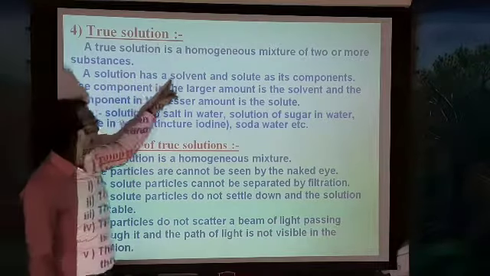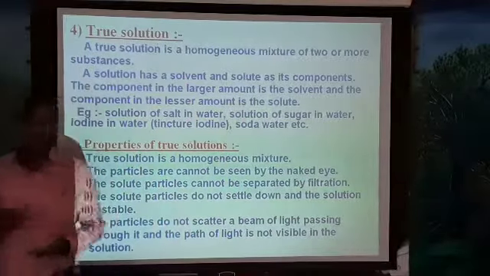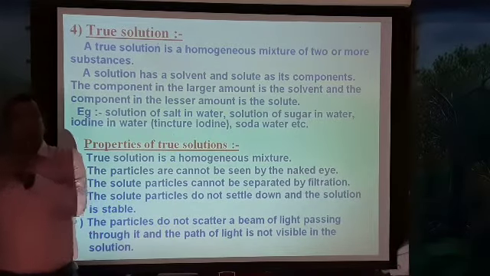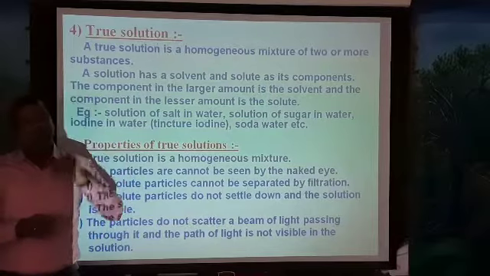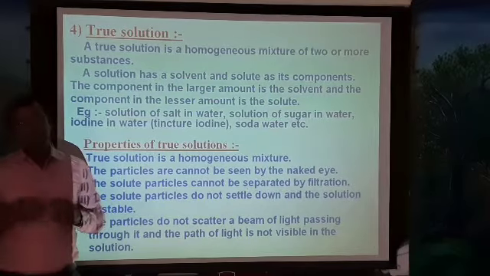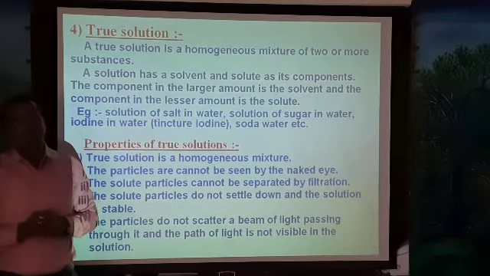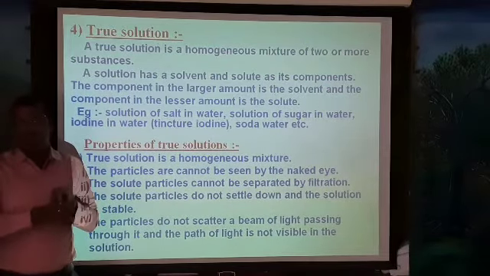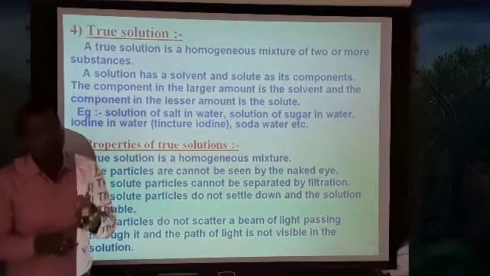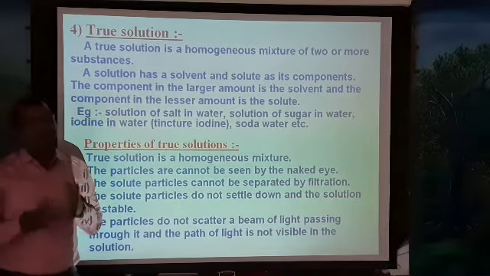A solution has a solvent and a solute as its components. A solution contains water as solvent and a solid as solute. For example, take salt and mix it into water, where salt is considered the solute, whereas water is considered the solvent. The mixture of these gives us salt water. That salt water is a solution. In it, the salt water is the mixture of solute and solvent, where the solute is salt and the solvent is water.